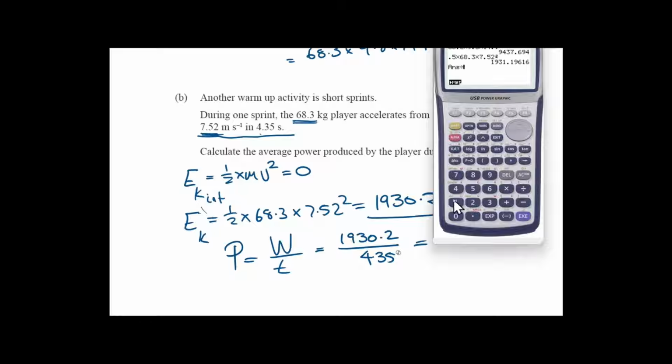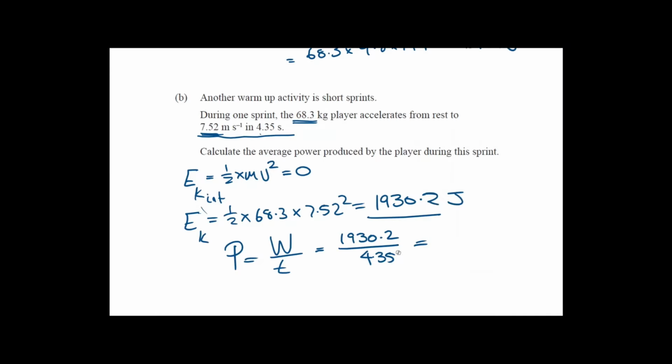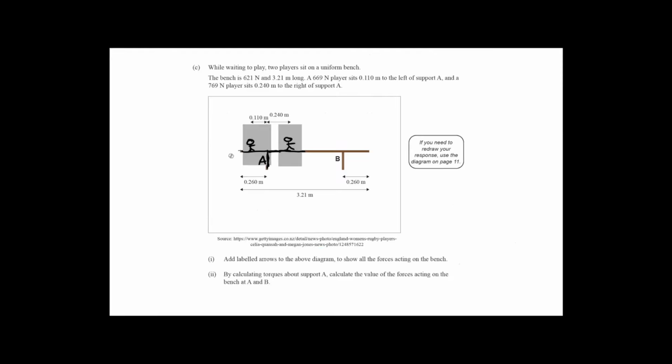So we're going to divide by 4.35. And we get 443.95 watts. And I guess you could up that to 444 watts if we're really going to this one decimal place. 444.0 watts. So now we get to the torque questions.